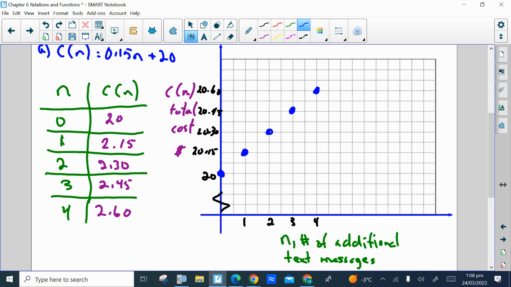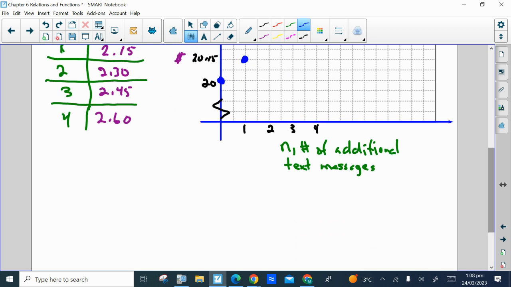You cannot draw a line through them. Because if you did, you're saying that all values between one text message and two text messages are part of this relation, and they're not. There's no values between 1 and 2 text messages. The price only goes up after each text message, each extra one. So it is a linear pattern because it's going up at a constant rate, but you cannot draw a line because this is discrete data.